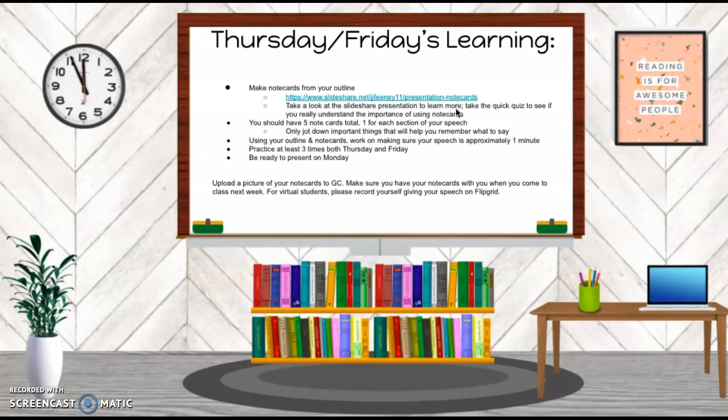So you're going to have 5 note cards total, 1 for each section of your speech. If you don't have note cards at home, that's fine. Just cut a piece of paper into 5 equal size cards. One important thing to remember when you're doing note cards is you're only jotting down important things that are going to help you remember what to say. You're using your outline and your note cards.